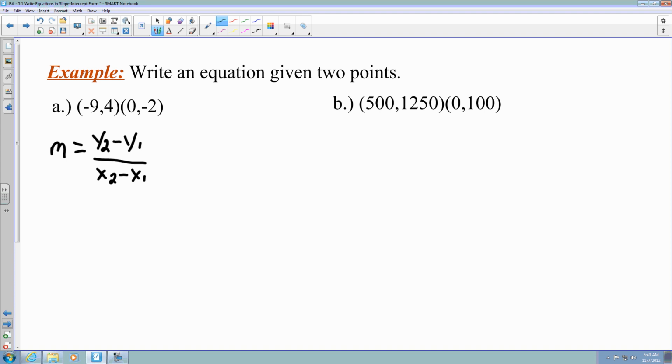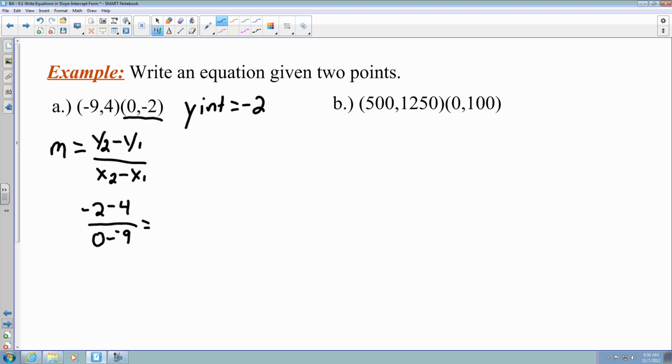The one that they're talking about is this one, 0 comma negative 2, because our x value is at 0, which means that that point is on the y-axis, and so that gives us our y-intercept. So our y-intercept, for our example A in this case, would be negative 2. Now all we have to do is plug in the values from those given coordinates to find our slope. So I'm going to use y2 as negative 2 in this case, minus 4 over 0 minus negative 9.